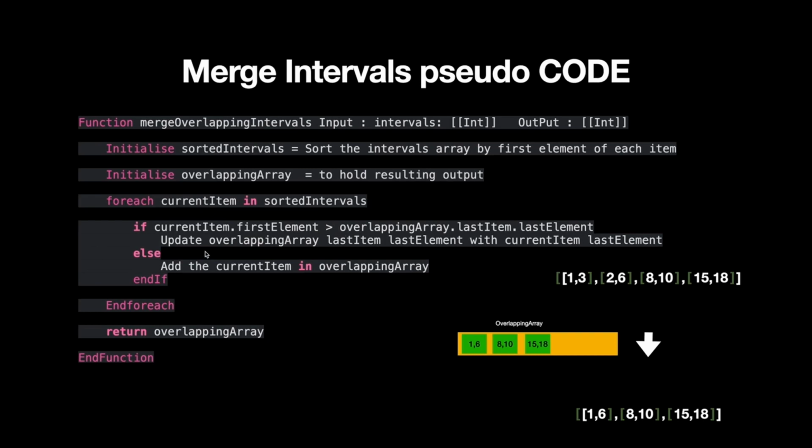So if it is less than, then we'll just update the last item in the current overlapping array. The last element of the last item in the overlapping array would be updated with the current item's last element. So the last element would be 3, and this would be updated with 6. So we'll make it one array and it will become 1, 6, right? Then we do the same thing as before. Next it will go to 8, 10. 8, 10 is not overlapping anywhere, so we'll simply insert 8, 10. 15, 18 is not overlapping anywhere, we'll simply insert 15, 18. So that's how we do merge intervals.